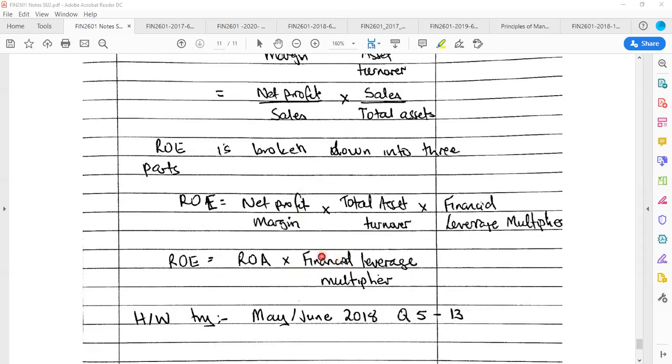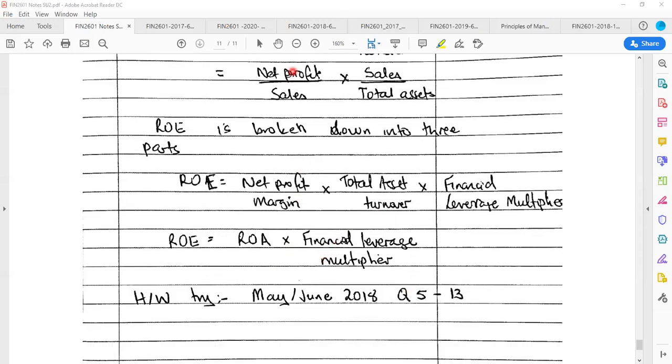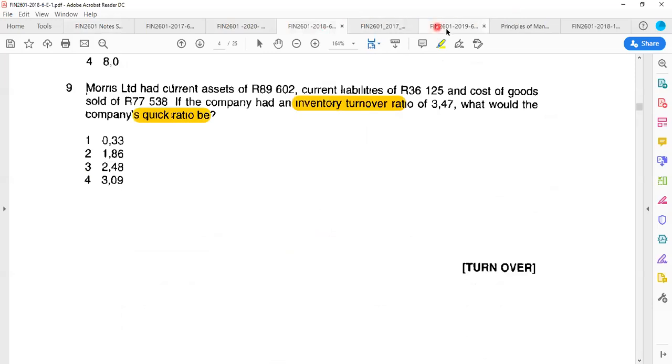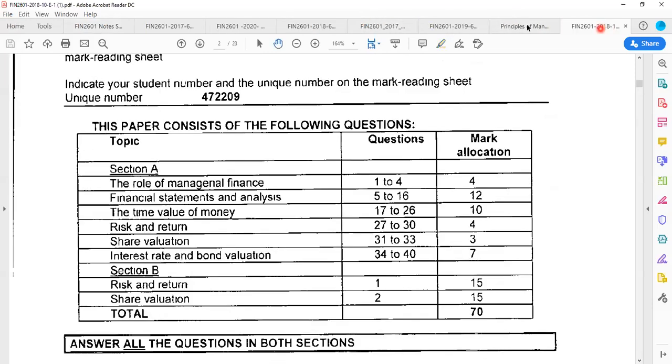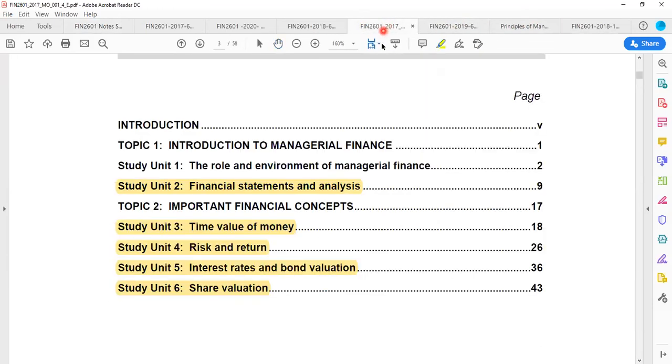Okay. So I've taken you through study unit 2, financial statement analysis, and I've shown you the important things you need to note for the exam. The next 2 videos will touch on time value of money, and then after that we'll look at interest rates and bond valuation, risk and return, and then share valuation.